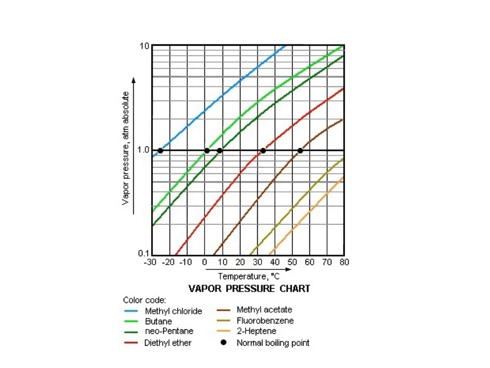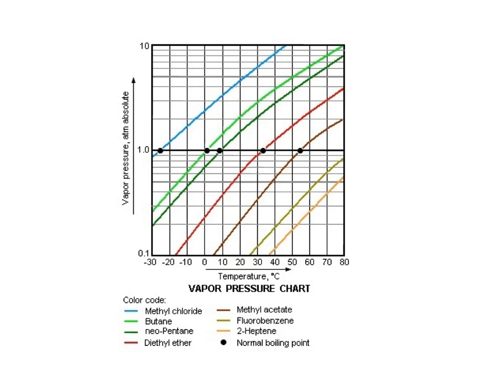Particularly it shows us the ordering of different compounds. So for instance, this blue line here is methyl chloride, and this red line over here is diethyl ether. If we pick a particular temperature, for instance 10 degrees Celsius right here, we see that the compound with the highest vapor pressure is methyl chloride, and then butane, and then neopentane, and then diethyl ether, etc.